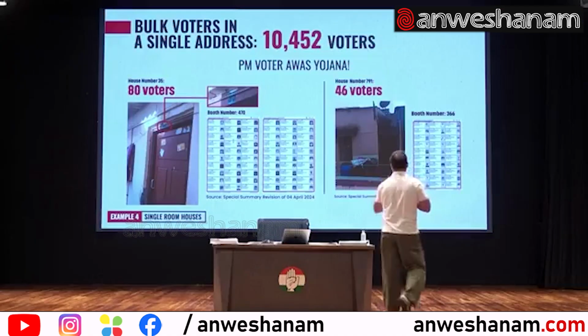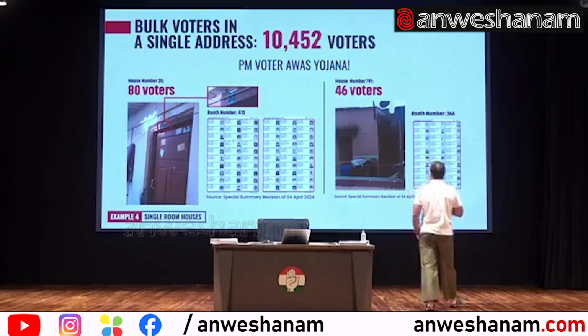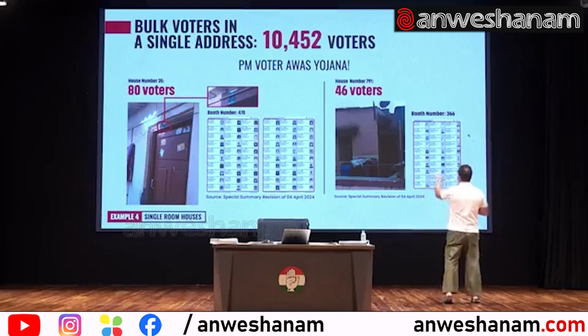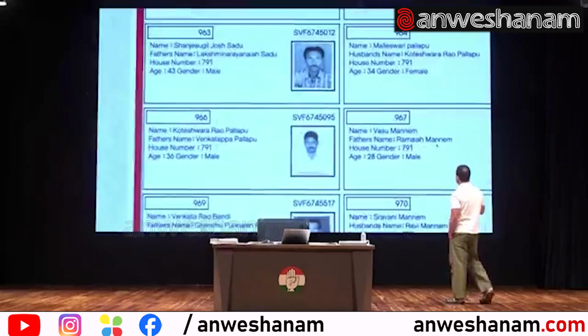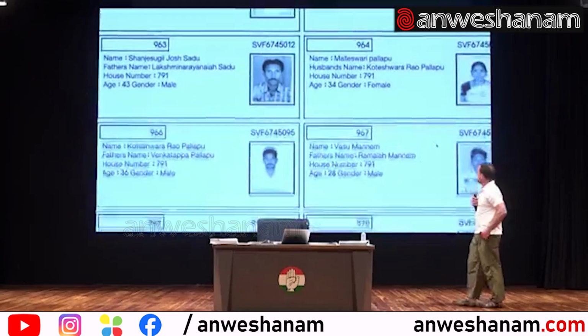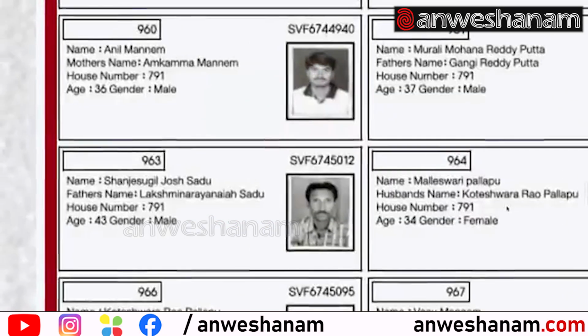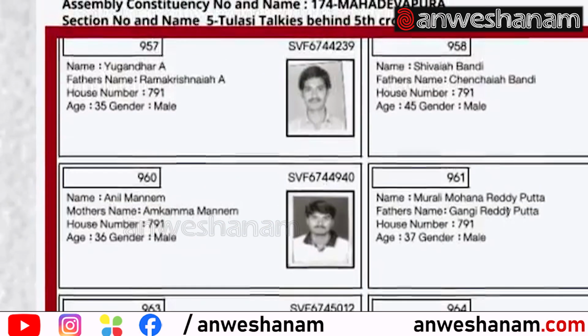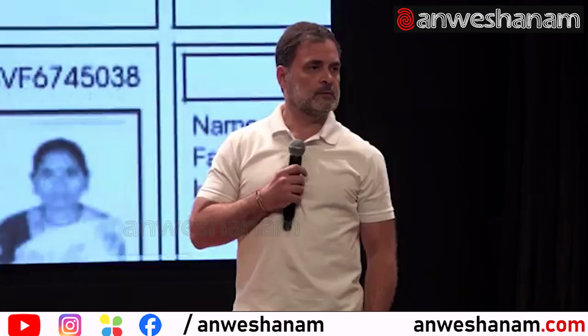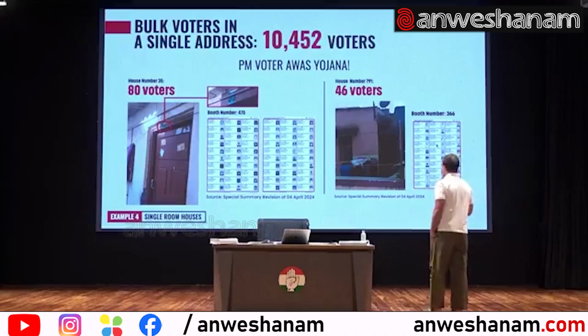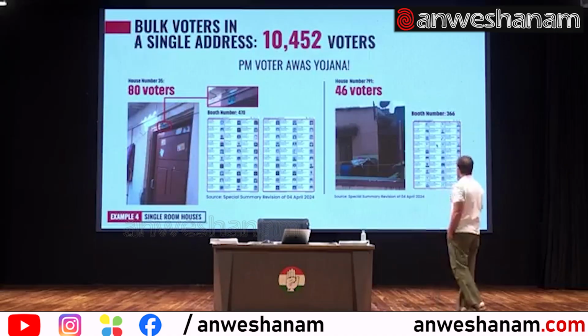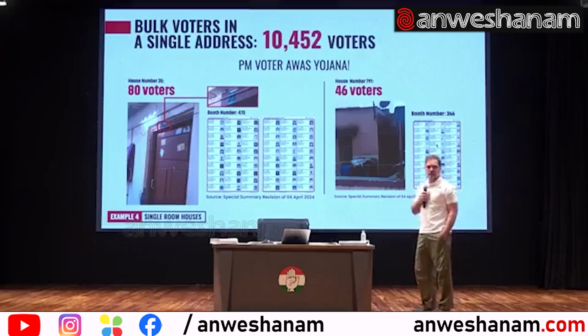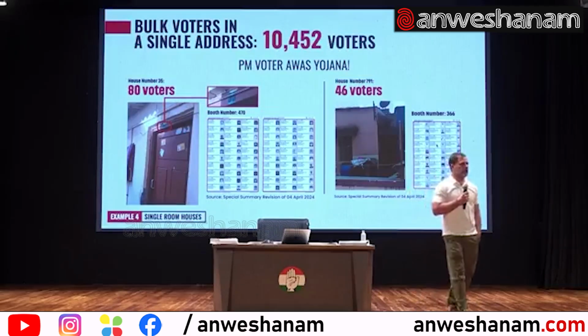Here's another one. Booth number 366. Zoom in on this. 46 voters, all from different families, living in a single bedroom house. And when we go there, they don't exist. Zoom out. So that's a single bedroom, 46 voters living there. Same thing there, 80 voters living there. No sign of their existence. When we go there, we're threatened. Our people go there, they're threatened. Take video, they're threatened.